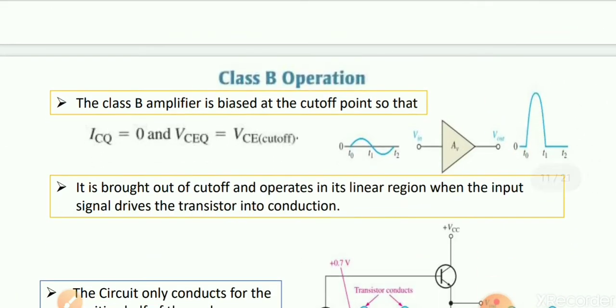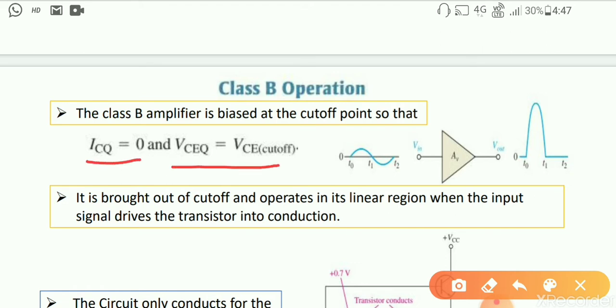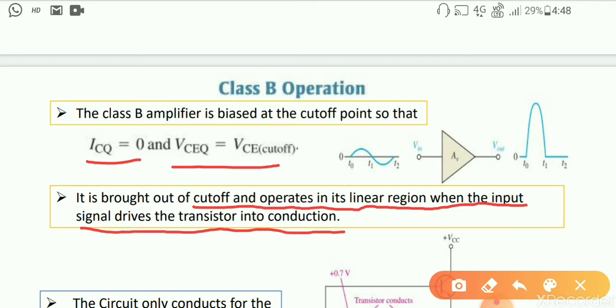For the class B type of amplifier, the bias is at the cutoff point, so ICQ, that is the Q point collector side current, is 0, and at that time VCEQ will be equal to VCC on cutoff condition. It is brought out of cutoff and operates in its linear region when the input signal drives the transistor into conduction. That means only the positive half of the input will be used as the output for a class B type of amplifier.